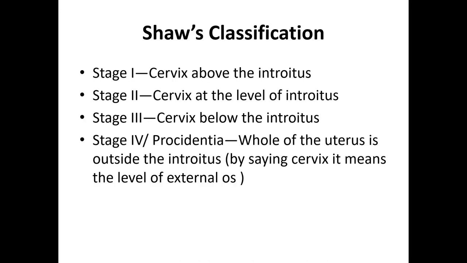In the SHORTS classification, the landmark is the introitus. Stage 1, the cervix is above the introitus. By saying the cervix, it means the level of the external os. Stage 2, cervix at the level of introitus. Stage 3, cervix below the introitus. And stage 4 or procidentia, the whole of the uterus is outside the introitus.